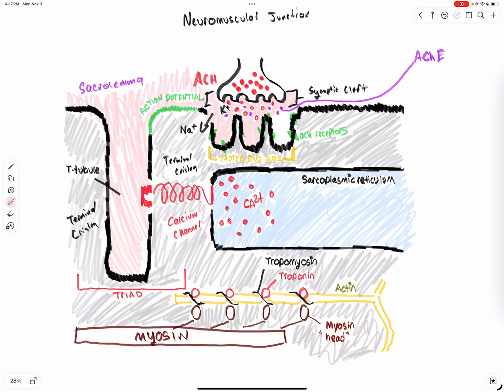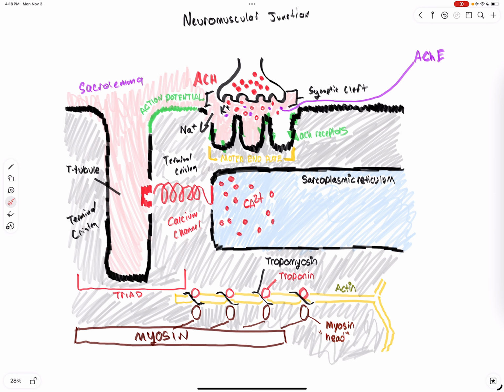It lets sodium ions go into the muscle, and they change the charge of the sarcolemma. That is also called depolarization. That change creates a new action potential that spreads along the sarcolemma, and it moves into the muscle through a T-tubule, which essentially helps carry the signal inside the cell.